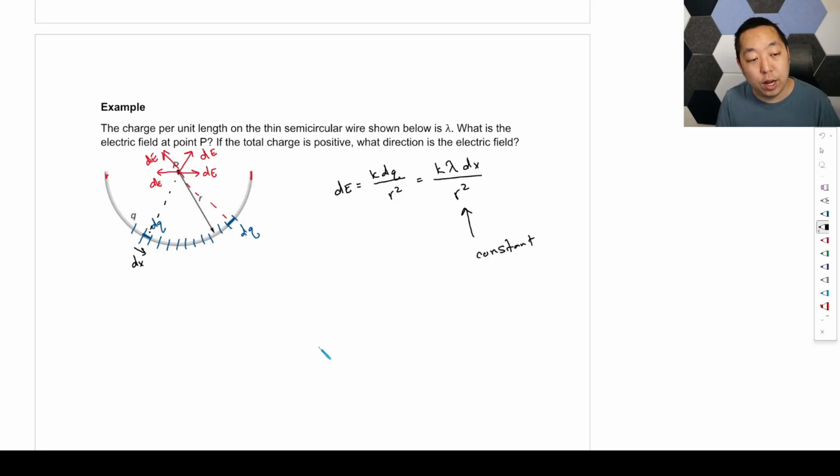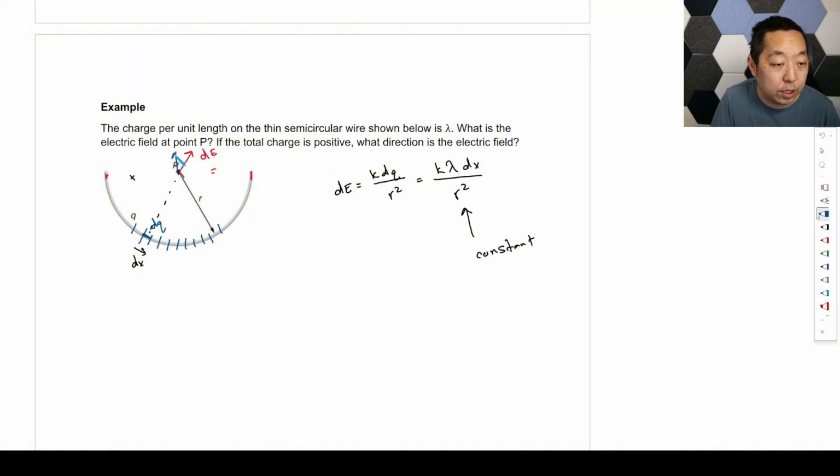If this were a straight wire, or we were picking a different point, then the distances to those charges would be different. But because we're picking the center, it's equidistant, so r is a constant here. Now we need to consider only the vertical component. Let's look at one representative piece. I'm going to erase all these other ones I drew and focus on this one producing this electric field. Now I want to decompose it.